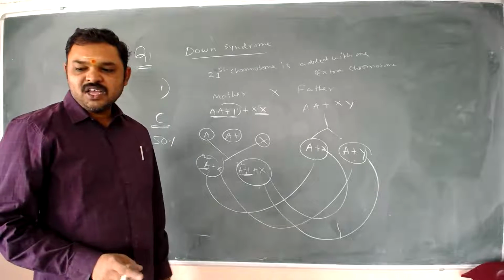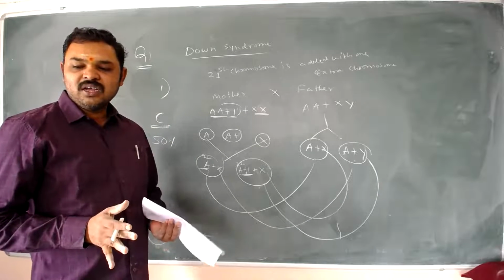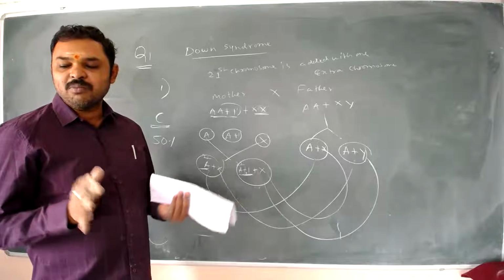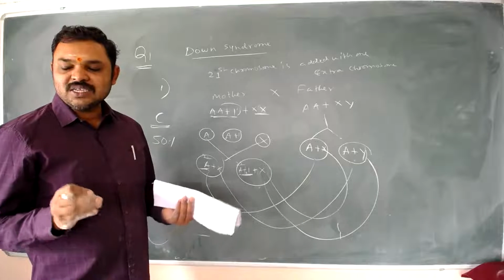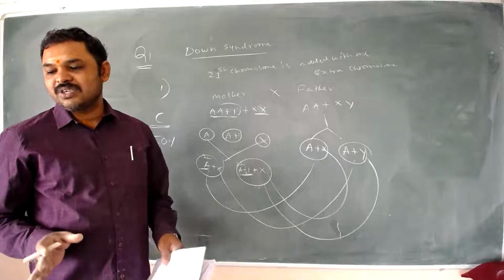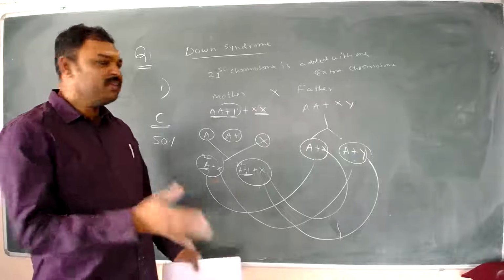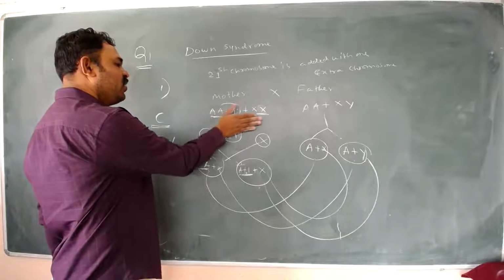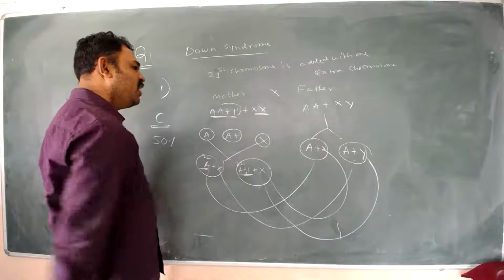Question is here. If a Down syndrome mother is married to a normal man, then what percentage of the children will be affected with Down syndrome? Then the configuration is AA plus 1 plus XX into AA plus XY.